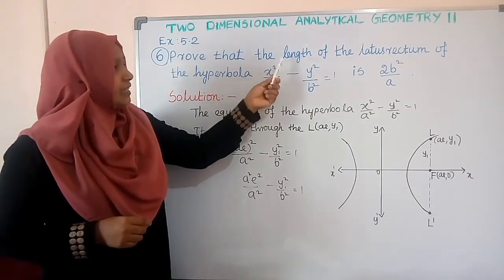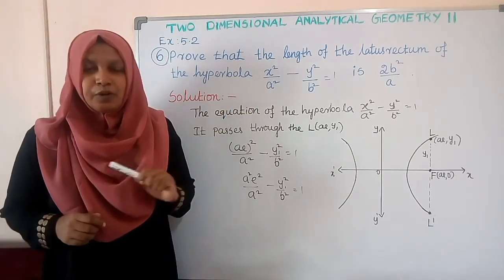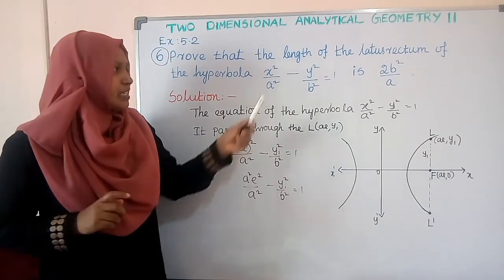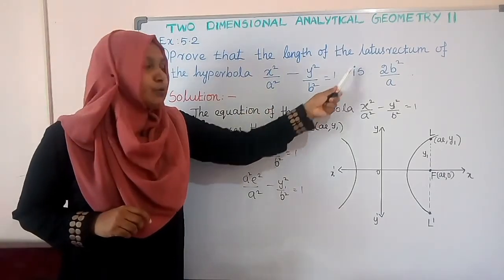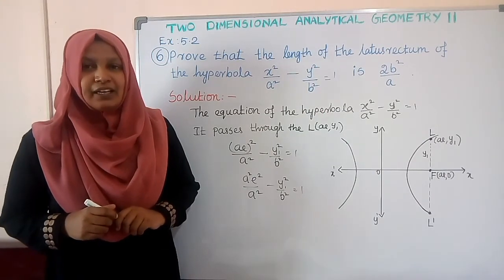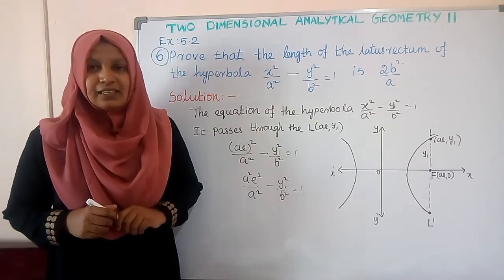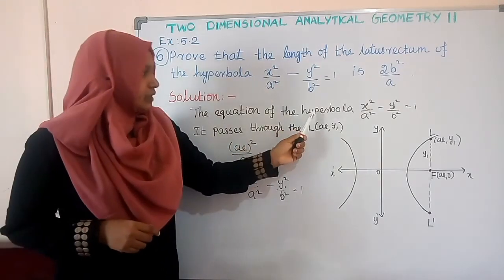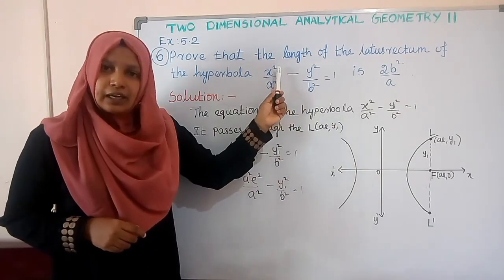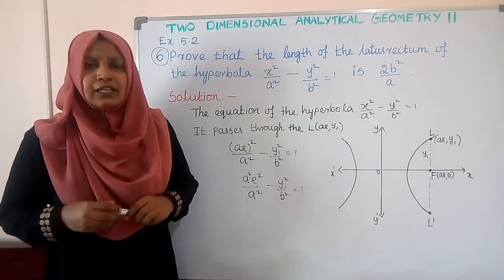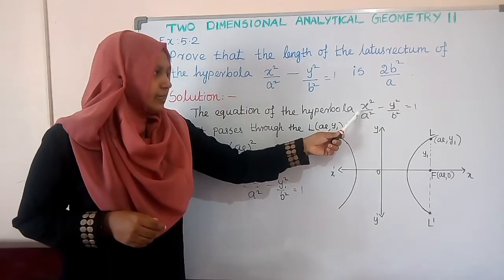Prove that the length of the latus rectum of the hyperbola x square by a square minus y square by b square is equal to 1 is 2b square by a. Okay? Yes, now we can find out the length of the latus rectum of the hyperbola. For that, you have to consider the equation of the hyperbola. It is given already in the question. Suppose if they are not given also, you should write the standard form with the center at origin.